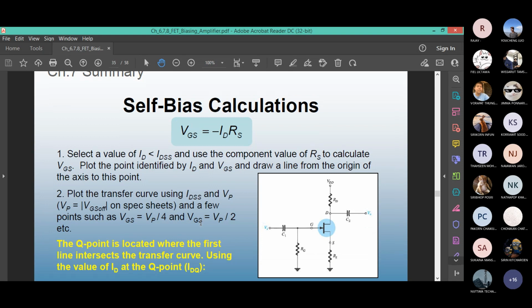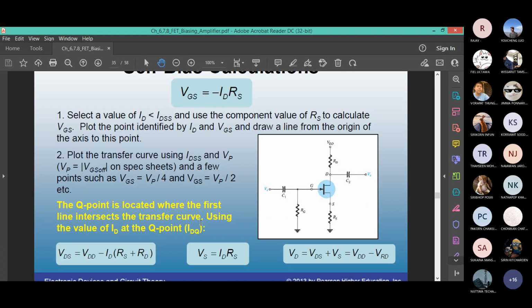If RS is a fixed resistor, you have to find different VGS for different values of ID. Also notice the negative sign. There will be a negative slope that will start from the origin of an XY graph. This line, when it intersects with the transfer curve, the Shockley characteristic curve, gives the operating point.